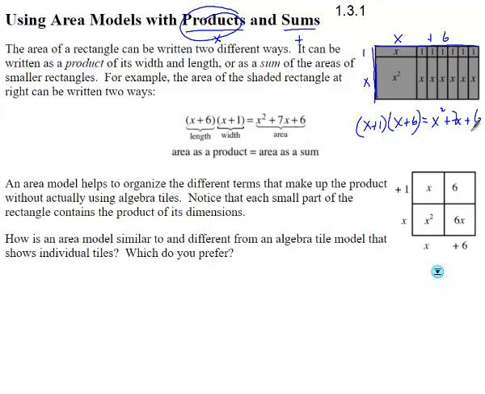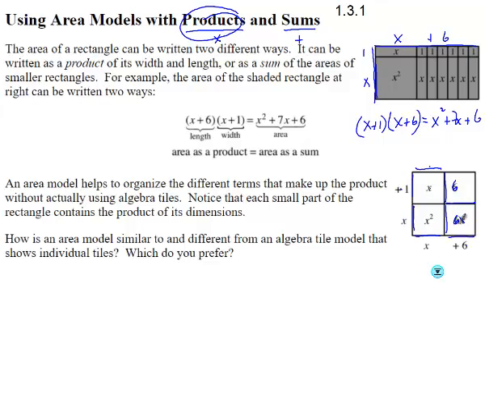So we can see this bottom one down here. It's x wide and 1 wide. And this is x wide here. So x times 1 gives us the area of x, which makes 6. 6 times 1 gives us an area of 6. And here we have 6 times x.